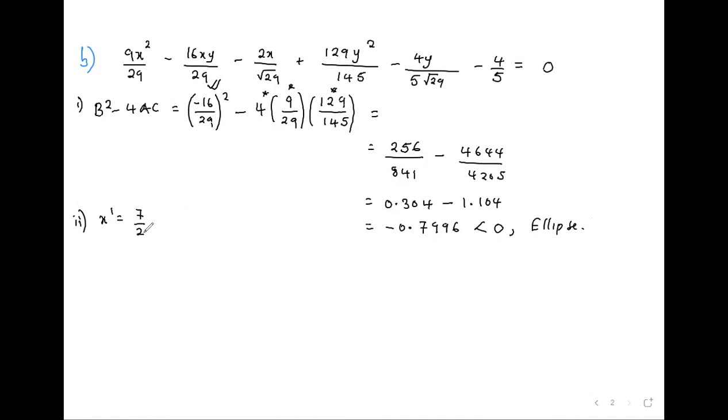So what do we do? We need to get the angle of rotation. Remember we have two options, tan or cot. If you went for tan, tan 2 theta is equal to B over A minus C. B is negative 16 over 29, over A, which is 9 over 29, minus C, which is 129 over 145.